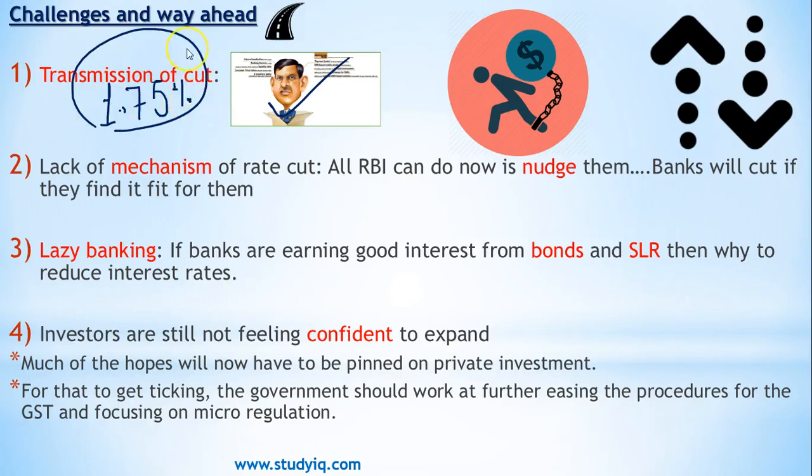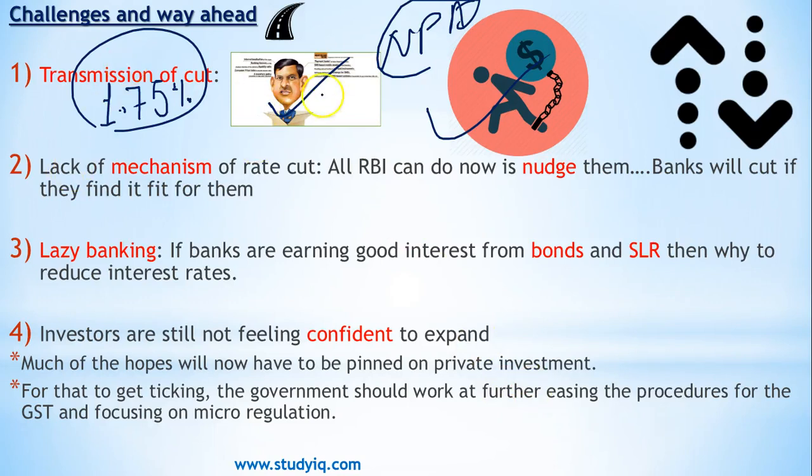1.75% is not a small reduction, but the transmission, right, means that if RBI is reducing 1%, then ideally SBI should reduce 1% as well. But our banks are not able to do that because they have a huge amount of non-performing assets. They have to make some money, isn't it? This is the gap, the difference between the interest rate that RBI charges them and the interest rate that a bank charges its customer, whatever the difference is, that is their bracket of profit.